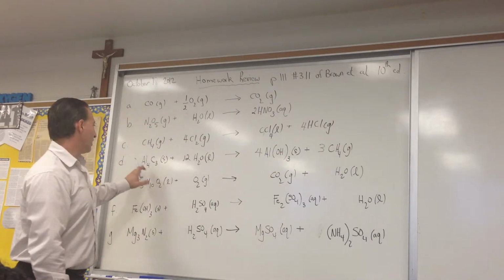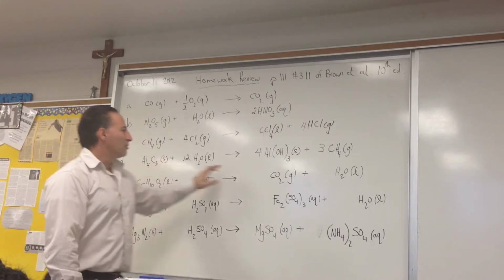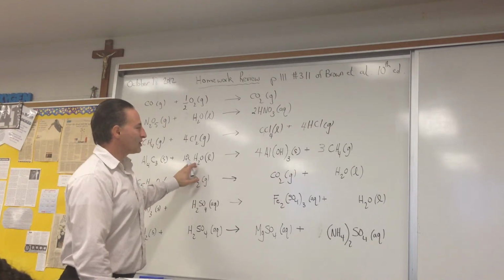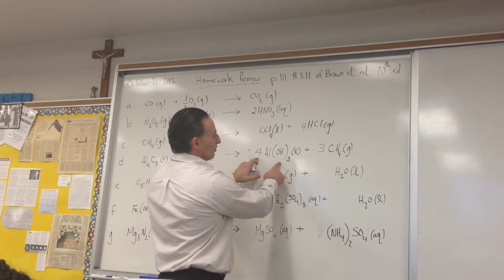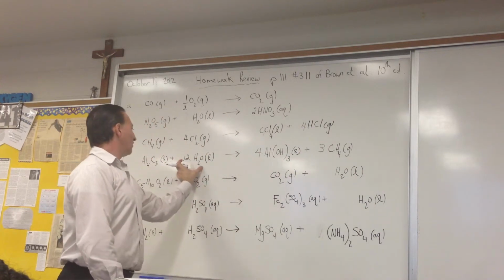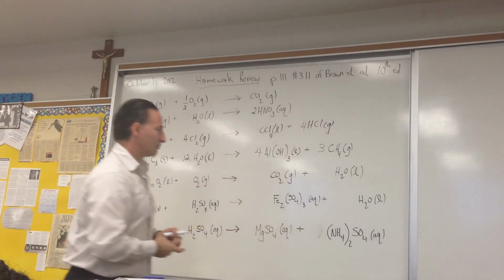Now let's just double check. 4 aluminums, 4 aluminums. 3 carbons, 3 carbons. 24 hydrogens, you have 12 hydrogens here and 12 hydrogens there, that's 24 hydrogens. 12 oxygens, 12 oxygens. That's what it balances.